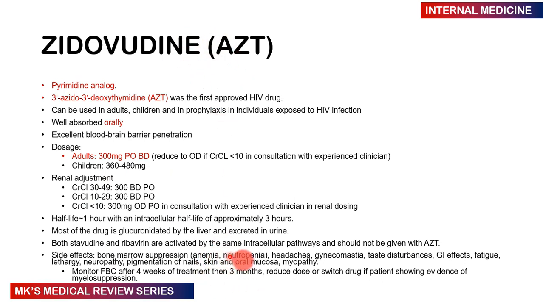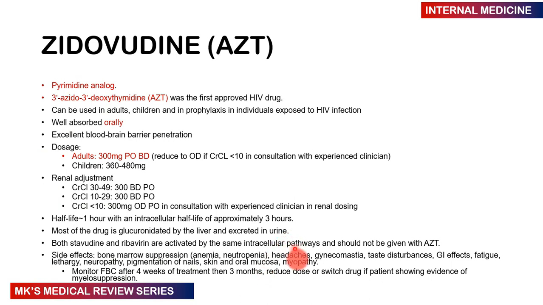So you get a patient that is on HIV treatment and they present to you with anemia-like symptoms, then you should be thinking about zidovudine. There are some things like headaches, gynecomastia, taste disturbances, GIT effects, fatigue, lethargy, neuropathies, pigmentation of the nails, the skin, and the oral mucosa, as well as myopathy.